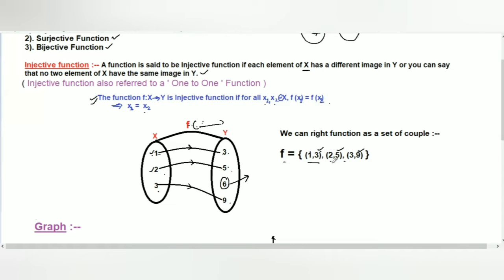So if there were (1, 5) as well, now this will not be an injective function because two elements of x have the same image 5. Now it will not be an injective function. So this is from the Venn diagram and this is from the couple form. You can find out what an injective function is.